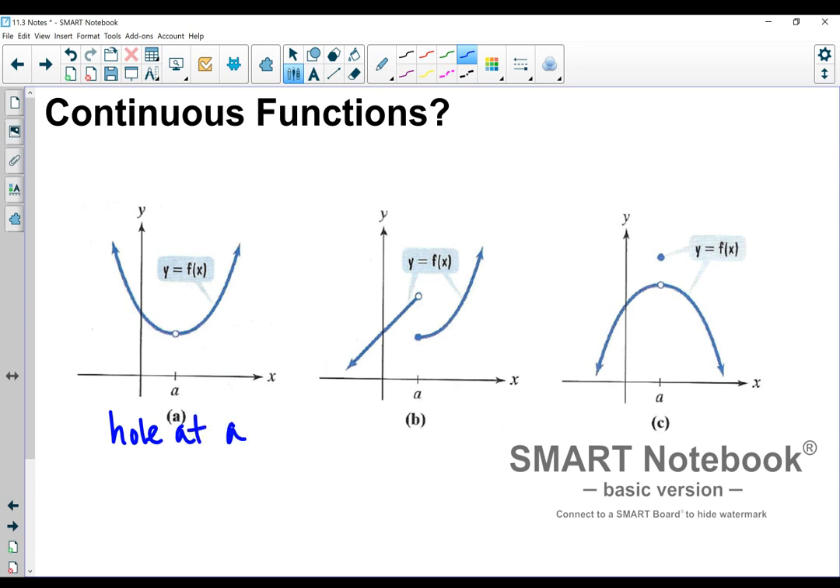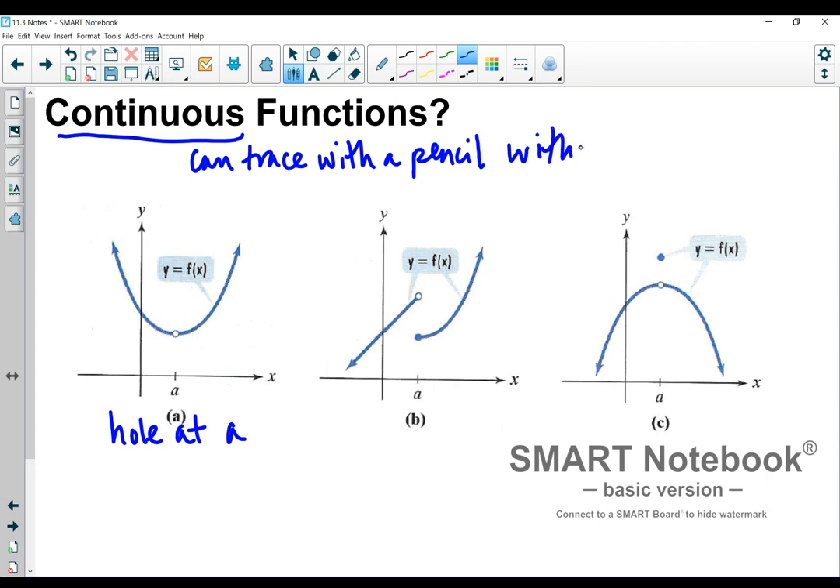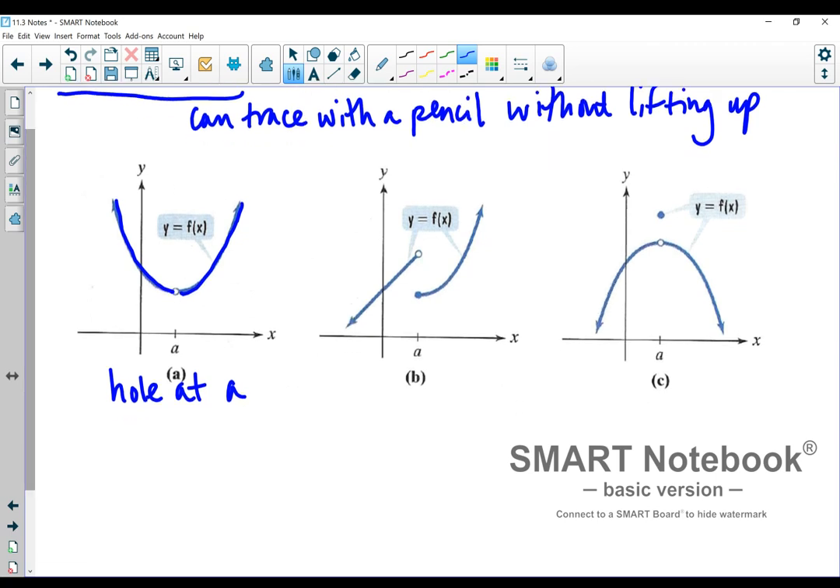And then I think, first of all, we probably need to take a step back and think about what is continuous. Continuous means we can trace with a pencil without lifting up. So the problem with this first one is I can trace to the left up to A, but then it can't actually equal A, so I have to lift up my pencil, and then I have to do this part. So there's the hole at A. So that's a removable discontinuity. So it's definitely not continuous.